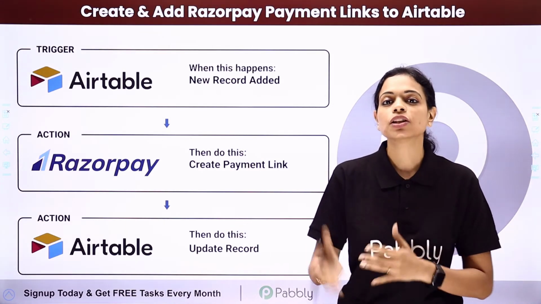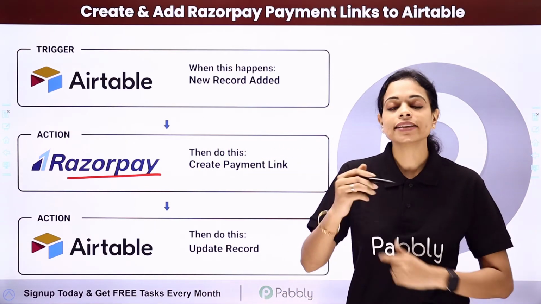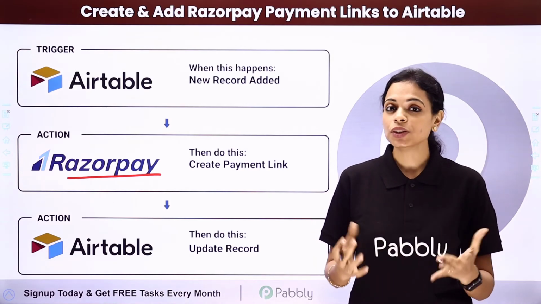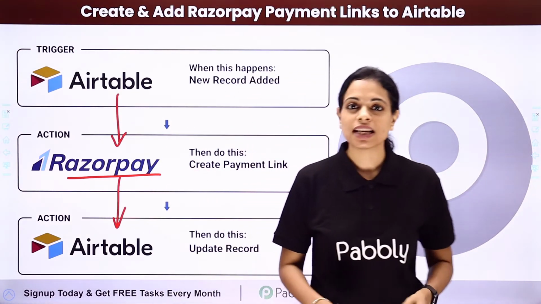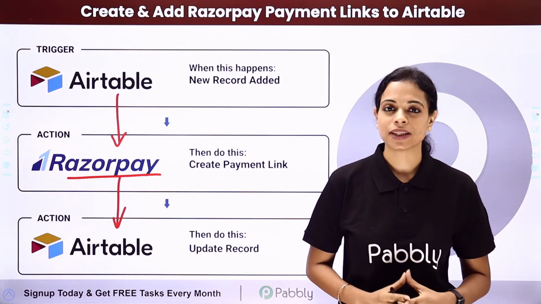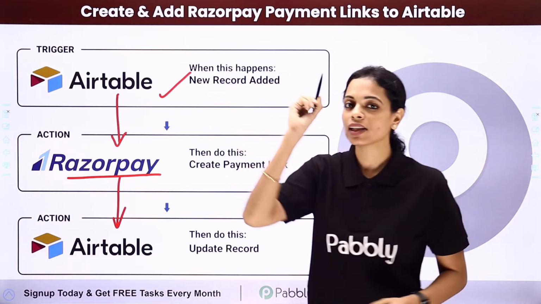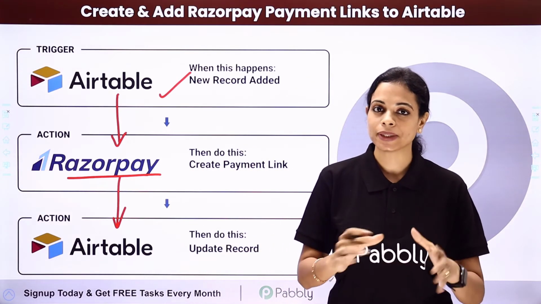a payment link should be generated through Razorpay, which is a payment gateway, and then again the same sheet should be updated with that payment link. How can you do this? For this, you will have to integrate the two applications, and the same thing can be done using Pabbly Connect software. Here your trigger application would be Airtable and your action applications would be Razorpay, and again you will have to use Airtable to update the link.